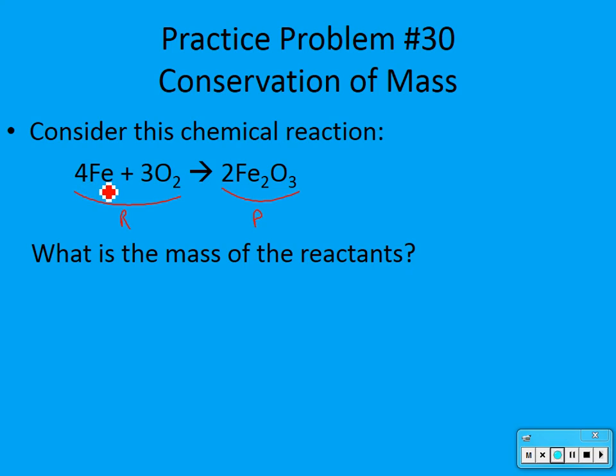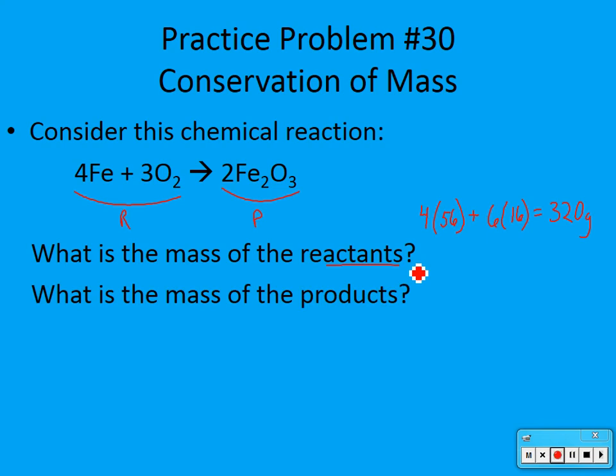We've got 4 irons. So I'm going to take 4. And iron, if you look at the periodic table, atomic number is 26. Its molar mass is 56 grams. And we're going to add that to our other reactant. We have 6 oxygens. So I'm going to take 6 times its molar mass of oxygen, which is 16. Okay? So let's figure out what the mass of our reactants would have been there. So 4 times 56, and add that to 6 times 16. I'm getting 320. 320 grams is the mass of the reactants.